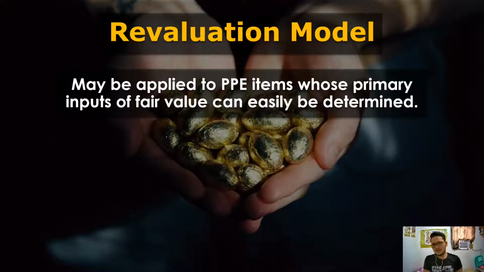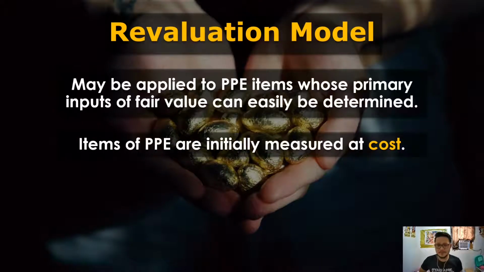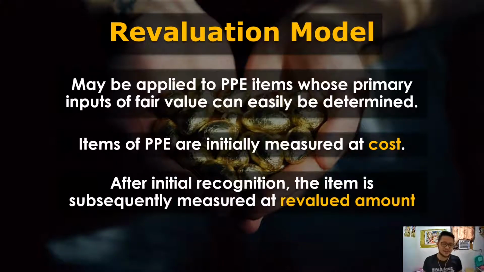First of all, this will apply to items that have primary inputs of fair value that can easily be determined. So probably this is an item that is currently being sold in the market, or probably you have an active appraiser na pwede mong tawagan in order to value the asset immediately. So in the revaluation model, an item of PPE is still measured at cost, just like in the cost model. However, after initial recognition, the item is subsequently measured at revalued amount.